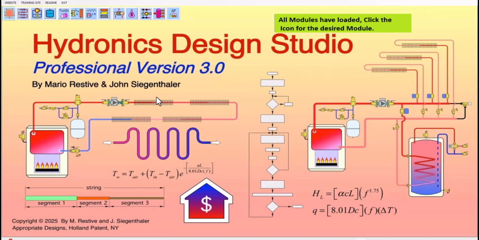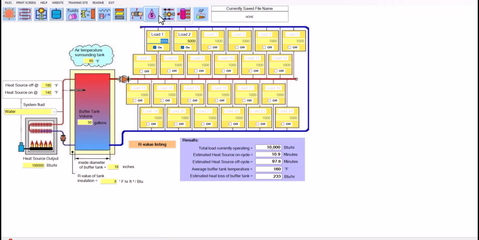Here's the startup screen for the Hydronics Design Studio 3.0, and we'll go over to the icon that says Buffer Tank Simulator. Pick that, and now we're in. As you can see from the graphics, these loads can be modified. We only have 2 of them on right now, so you've got a total here of 10,000 BTUs per hour, but we can turn any of these on and any of them off.